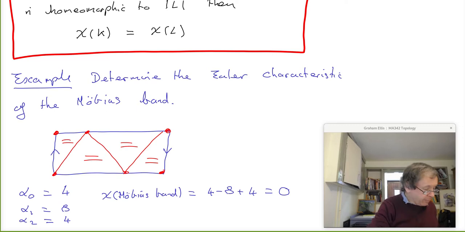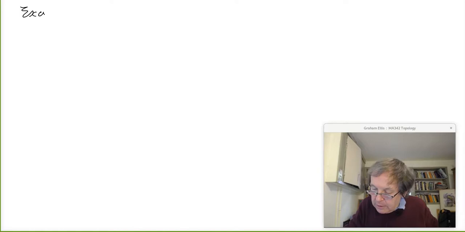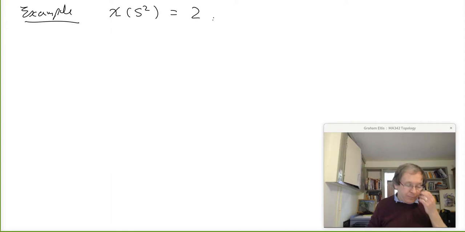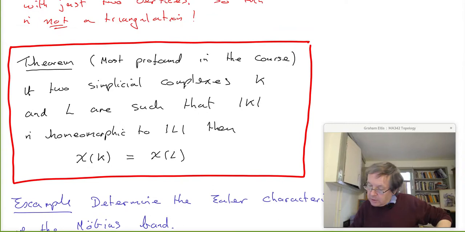Okay, so those are examples. Now, I've got 5 minutes. Maybe I just quickly recall the surface of Mars. The Euler characteristic of the surface of Mars, the two-sphere, is equal to 2. We've seen that, so I'm not going to go through that again. Okay, let me just talk a little bit about this main theorem, for which in the next few lectures I'm going to be introducing the ingredients needed.